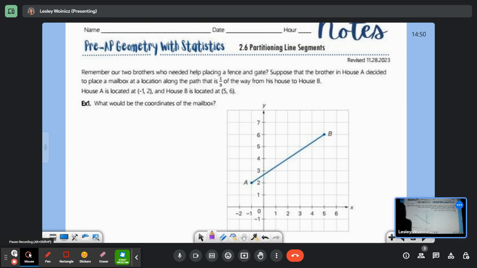(5, 3). Well, 1/3 of the way. So, to help us solve this problem, we're going to draw some auxiliary lines. Right now we're going to draw in a right triangle. Here's my horizontal distance. Here's my vertical distance.